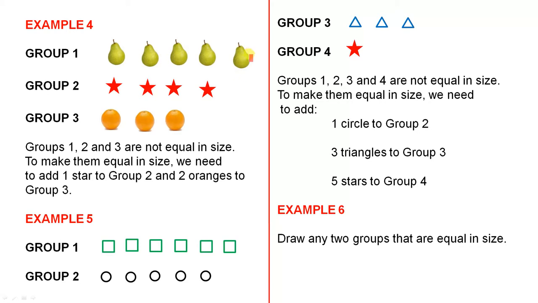Example 4, there's group 1, group 2 and group 3. Groups 1, 2 and 3 are not equal in size. To make them equal in size, we need to add one star to group 2 and two oranges to group 3.